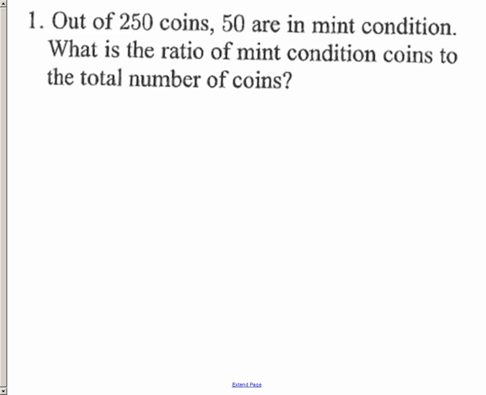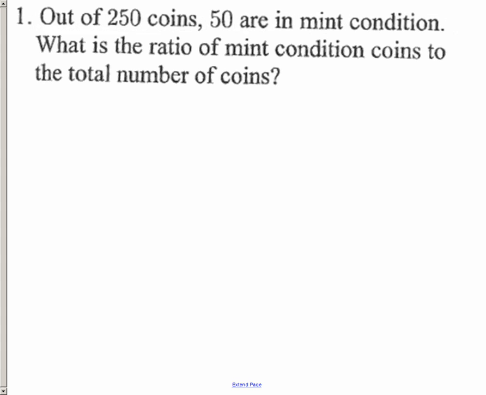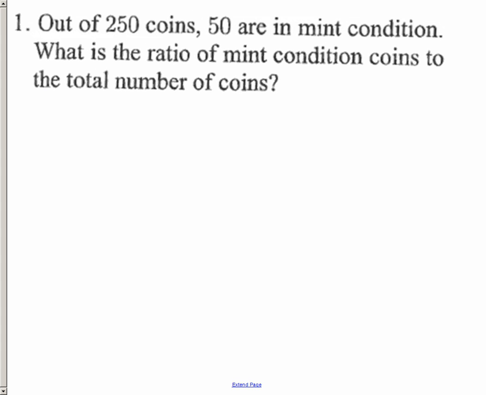Here we go. We've got proportion and ratio problems, right? Out of 250 coins, 50 are mint condition. What's the ratio of mint condition coins to the total number of coins? Well, you can see that they want a ratio, okay? So because of that, you want to pay very close attention as to how they describe this ratio. This ratio wants mint condition to what? Total number. So I need this idea of mint to total.